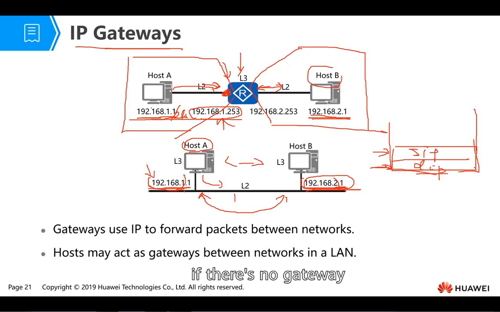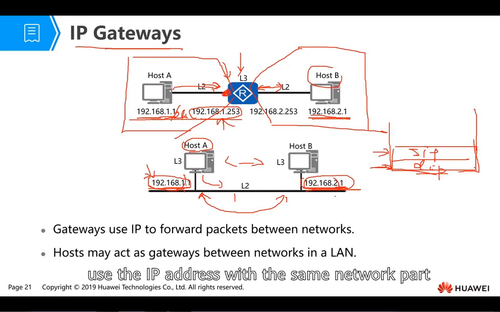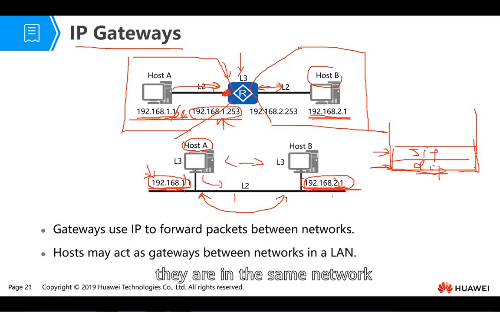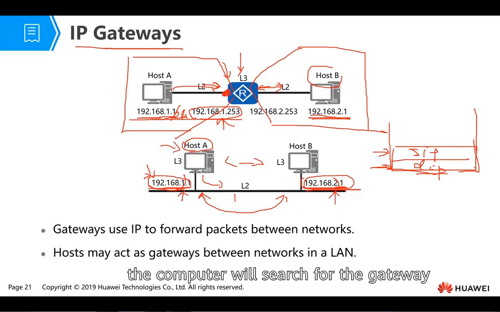If there's no gateway, the computers must be configured with IP addresses with the same network part. If they are in the same network, they can communicate. If two computers are configured with IP addresses with different network parts, they cannot communicate. The computer will search for the gateway.